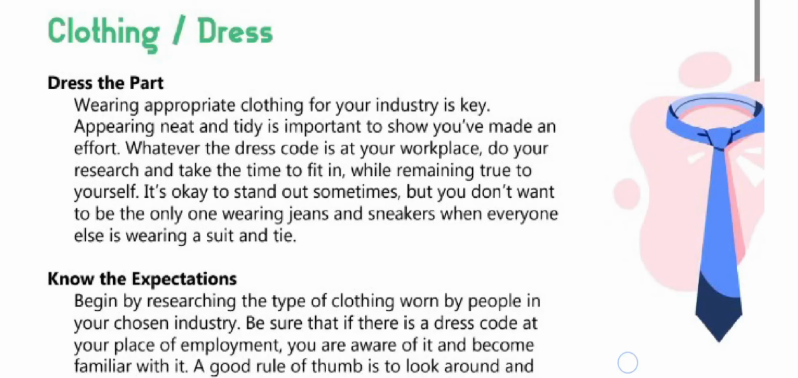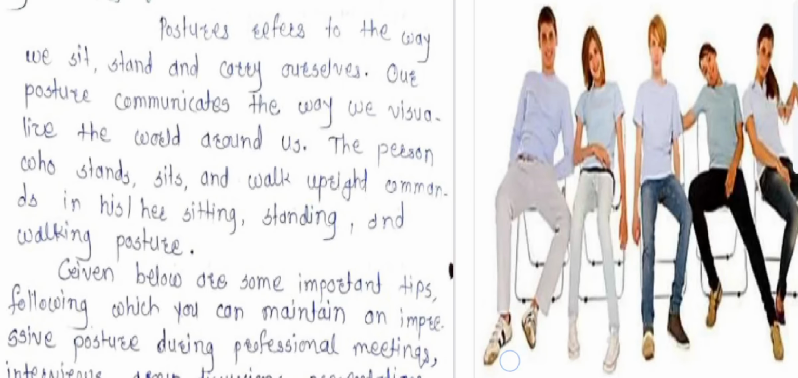Some related things are clothing and dress. On the dress part, wearing appropriate clothing for your industry is key. Appearing neat and tidy shows the effort you make. Again, the expectations are very important. See what the actual demand of your profession and your environment is. It is very important, so please be aware of your environment and your workplace also.